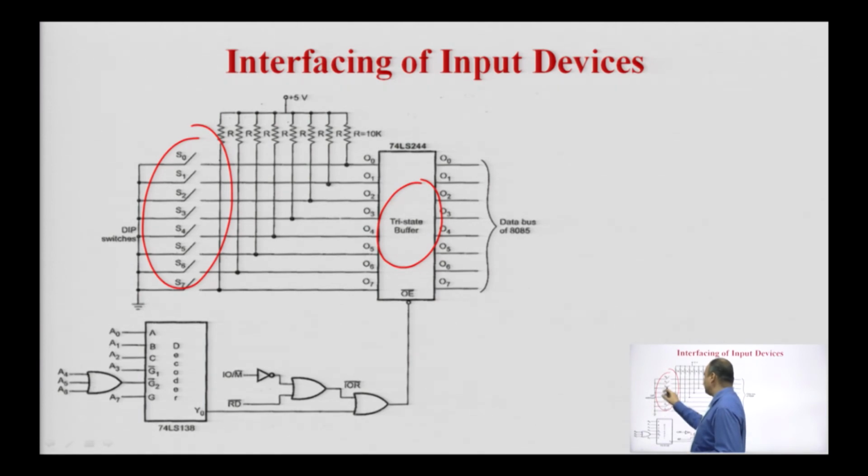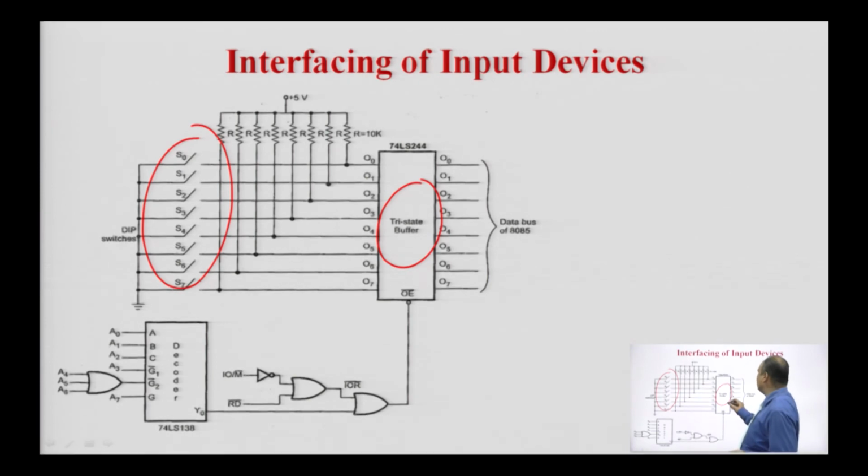An example of input devices is the DIP switches S0 to S7. These are the pull up resistors which are used. When a switch is closed, the corresponding bits can pass from input to output when the tri-state buffer gets activated with the help of the decoder circuitry, that is the 3:8 decoder. Here, the address lines A0 to A7 are used by the decoder for decoding the logic for the output enable of the tri-state buffer.